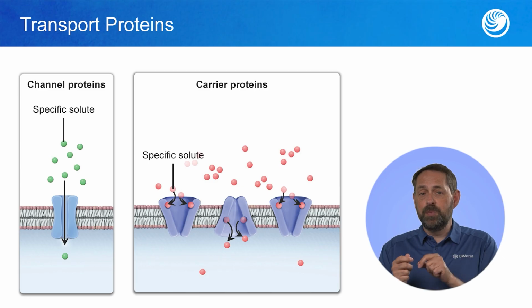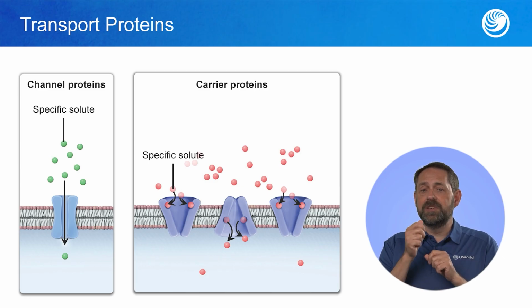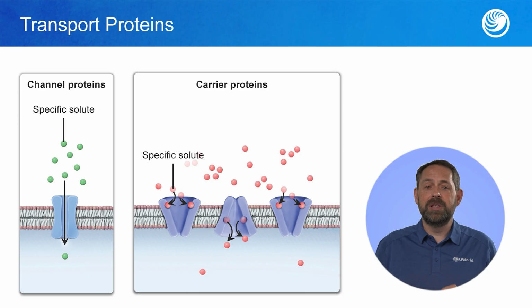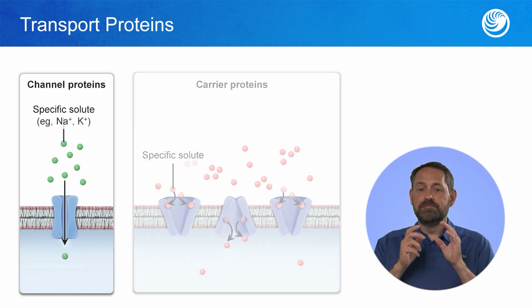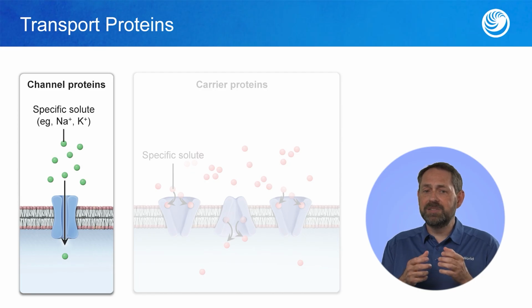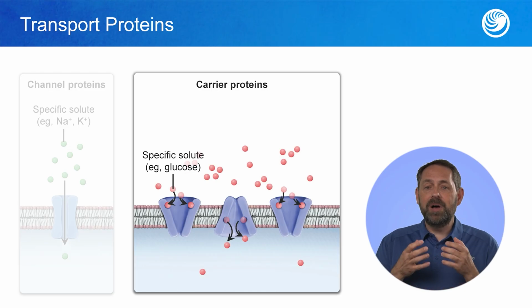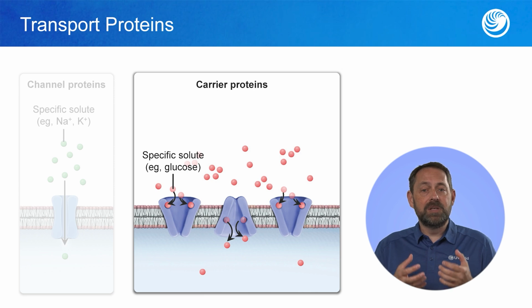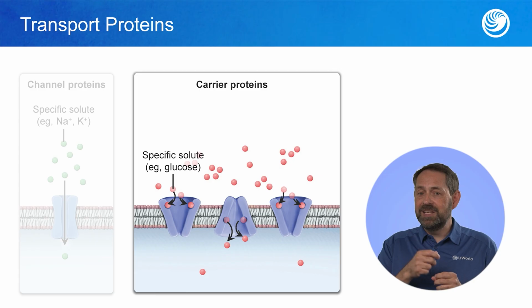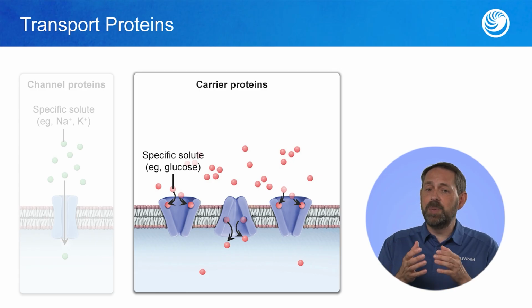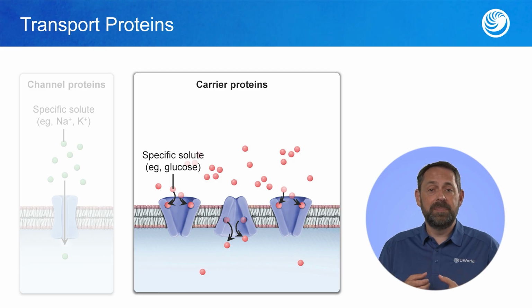Channel and carrier proteins are usually specific for the substance they are meant to transport. In fact, most transport proteins are specialists. Each one is designed to move only one particular substance. Some transport proteins handle ions like sodium or potassium, while other proteins carry small molecules, such as glucose. Whether a cell transports a certain substance into or out of the cell typically depends on whether the specific transport protein is present in its membrane.